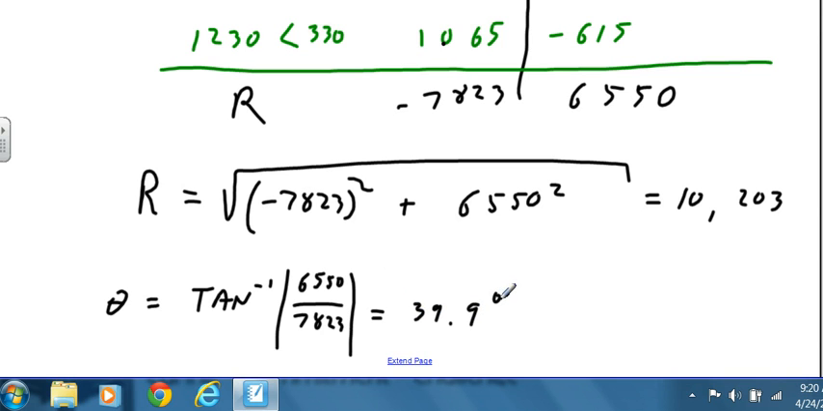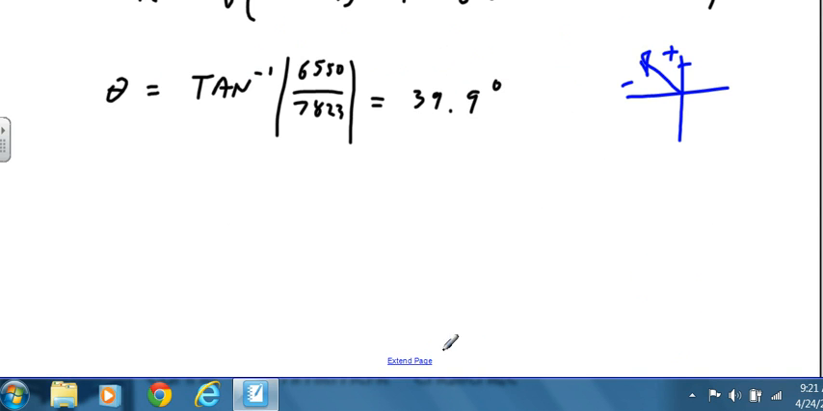39.9 degrees. And then I ask myself, what quadrant am I in? Well, I'm in the second quadrant because x is negative and y is positive, right? So I'm positive y, negative x, so I'm over there. In the second quadrant, my answer is going to be 180 minus the reference angle. So my final answer is 180 minus the answer I just got in my calculator, 140 degrees.